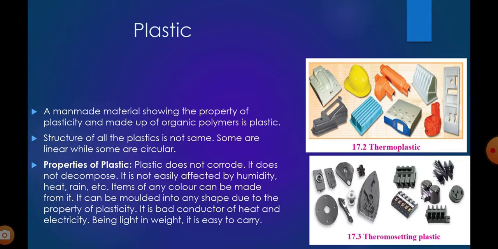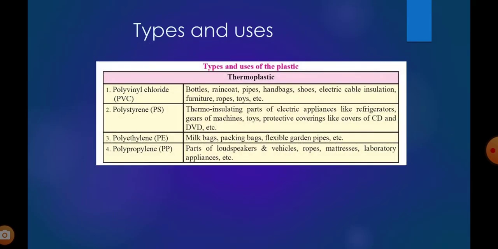This is the picture, thermoplastic. Commonly used things are made up of thermoplastic. The other one, thermosetting. Most of the electrical items are made up of thermosetting plastic. Types and uses of plastic. Thermoplastic. Polyvinyl chloride, PVC. You must have heard the name of this PVC. Bottles, raincoats, pipes, handbags, shoes, electric cable insulation, furniture, ropes, toys, etc. These all are made up of PVC.